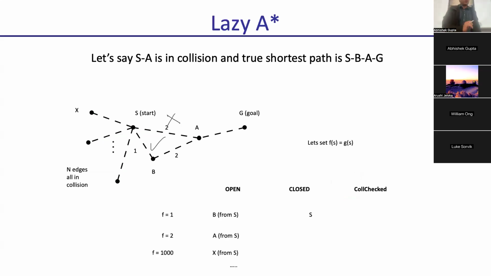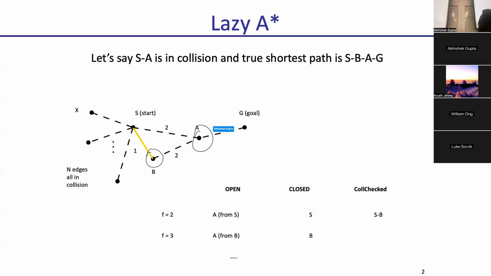Okay, so what lazy A star would do is it'll start from S and put B, A, X, all of these guys into the queue, right? Basically assuming that they're not in collision, not doing a collision check. And then it picks the next most promising thing, right? Previously we had B, A, and X, right? So it opens the next most promising node, which in this case is B. So it's going to open B, and then it's going to put A into the queue.